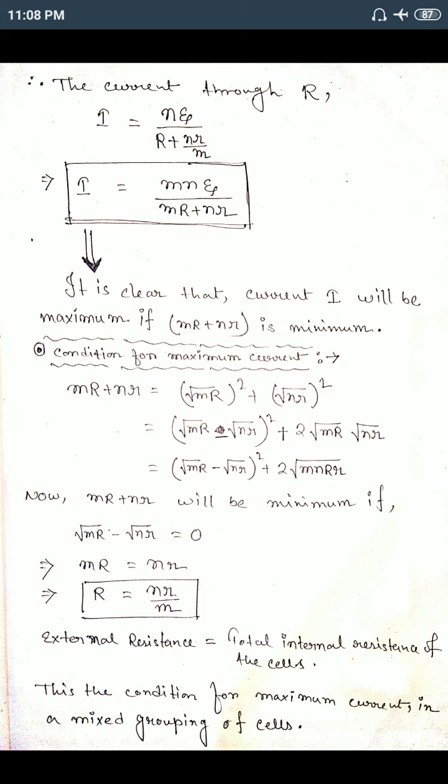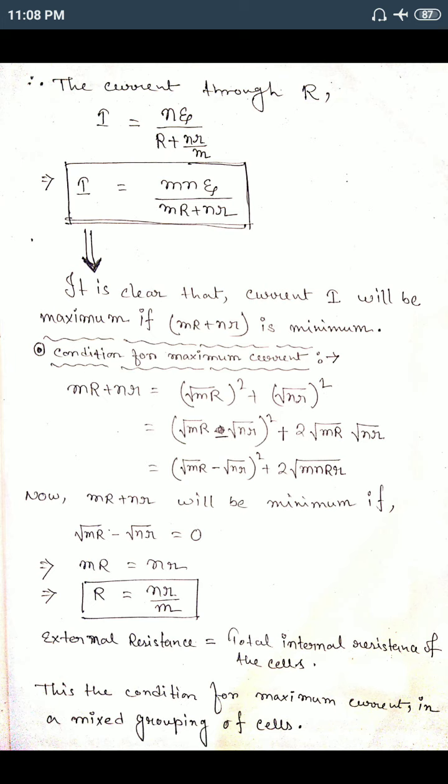Now from this expression it is clear that if the denominator term, that is mR plus nr, is minimum, then we get the maximum current. When this total denominator will be minimum, now we find out that condition.